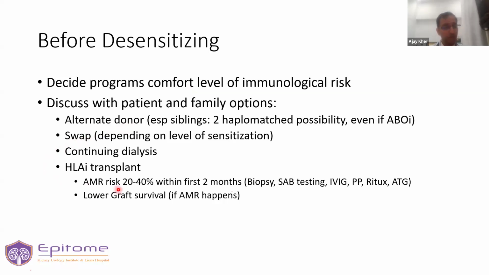And then lastly, if they're ready, doing an HLA incompatible transplant, understanding the risk of AMR, and if there is an AMR that they'll need biopsy, single antigen bead, IVIG, plasmapheresis, rituximab, ATG, and this is going to cost almost the same or even more than the original transplant. And that if they do have an antibody rejection, their graft survival is going to be lower. So these are things that I would want to discuss with the transplant donor pair. And if they are okay and they have no significant financial issues, because all of this is going to be very financially taxing if they do have a rejection.